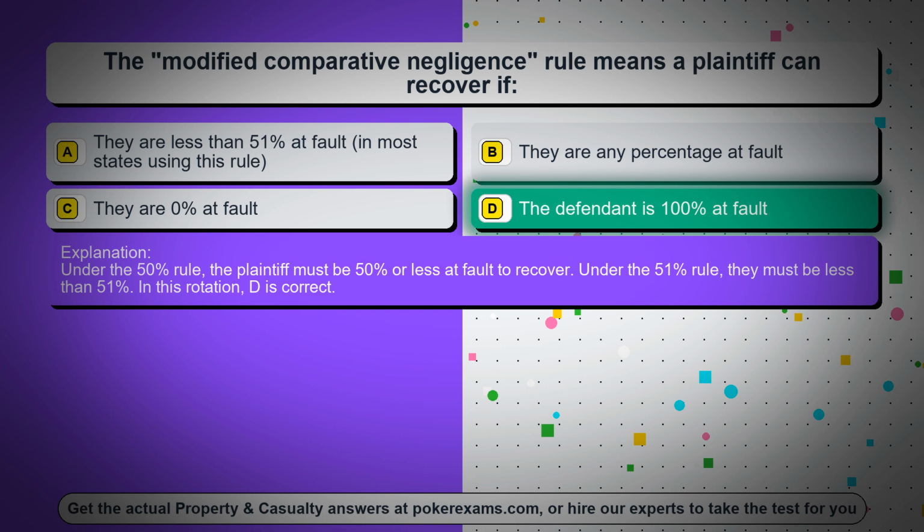Under the 50% rule, the plaintiff must be 50% or less at fault to recover. Under the 51% rule, they must be less than 51%. In this rotation, D is correct.